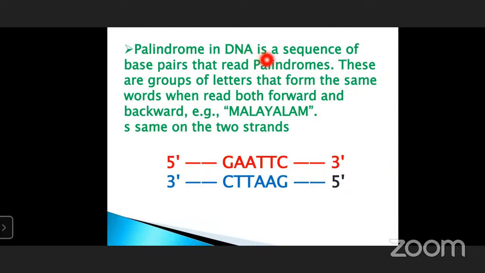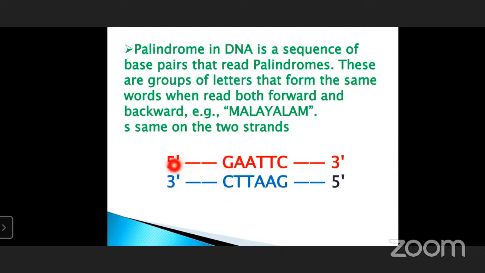Palindromic DNA is a sequence of base pairs that read as palindromes. These are a group of letters that form the same words when read in both the forward as well as the backward direction. Example: Malayalam or Madam or Liril. These are palindromic sequences. Palindromic sequences means the two strands having the same base pairs. So these are the two strands of the DNA molecule.